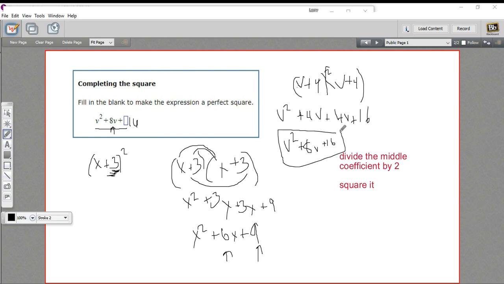So that is our perfect square. We verified that. Again, the steps: just take that middle coefficient, divide it by 2, square it to get that last number.